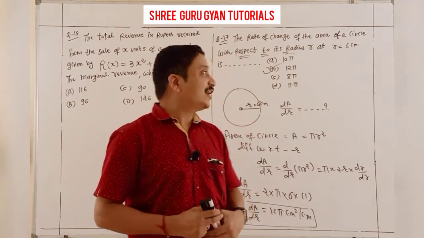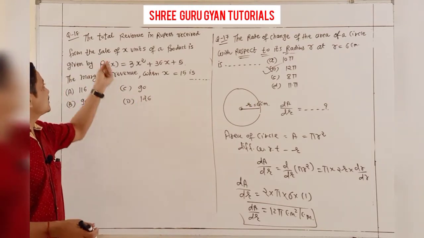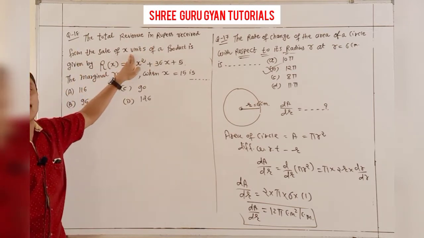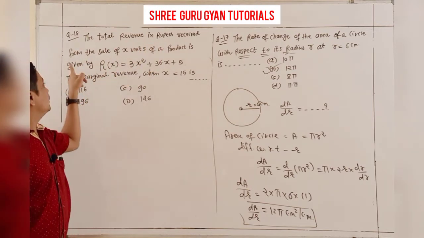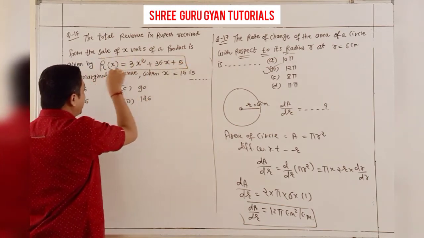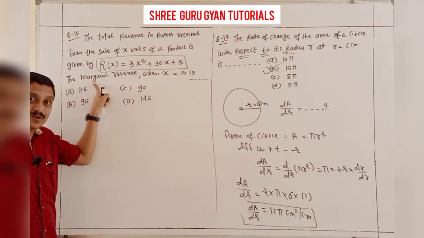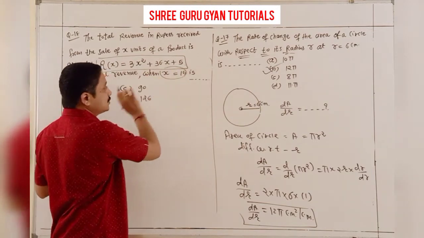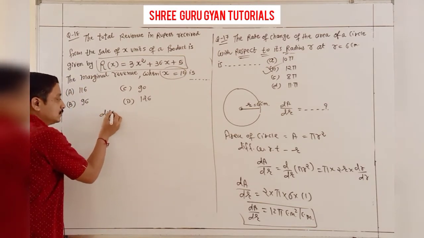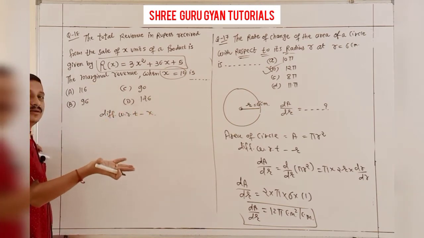Now students, after ending our question 6-17, I go to 18, also the same kind of question. It asks that the total revenue in rupees received from the sale of x units of a product is given by R(x). This equation is already given, a polynomial for revenue, and it asks for the marginal revenue at x equal to 50. Again do differentiation with respect to x, and the options are given, very easy.